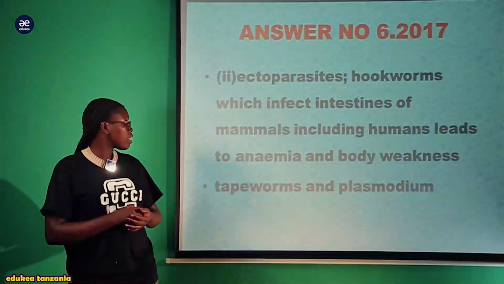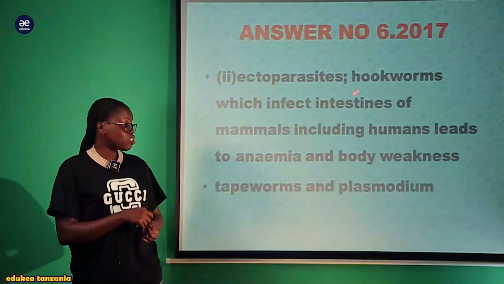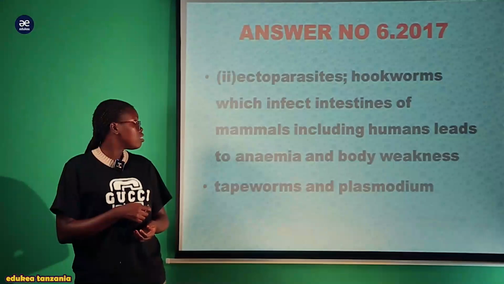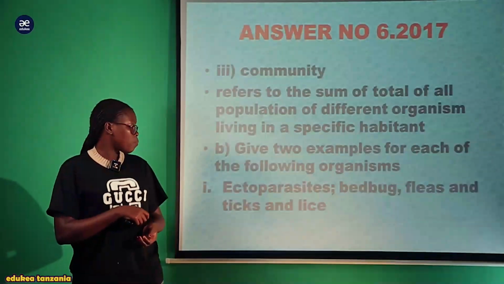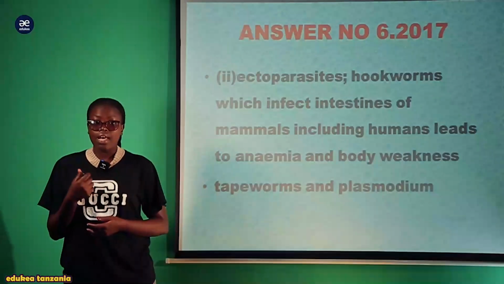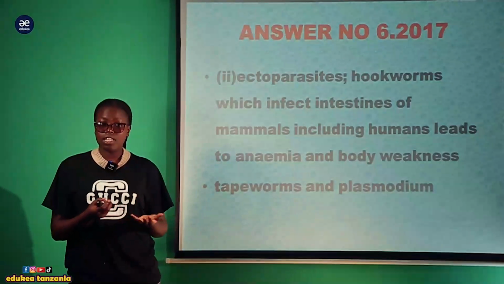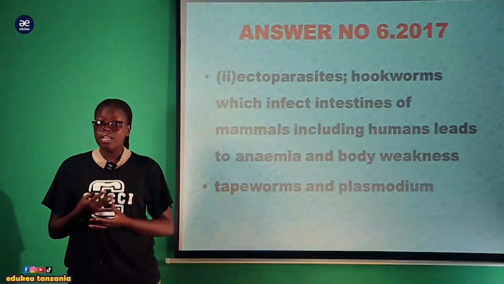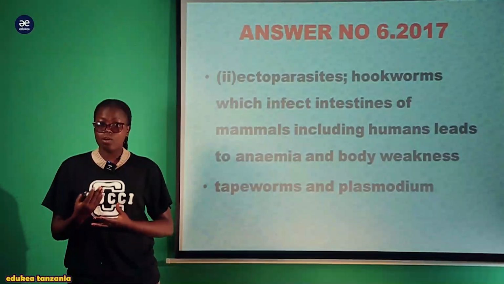Na kingine ni ectoparasite. Second one hapa ni endoparasite. This is endoparasite. And the endoparasite, these are the parasites that tend to be found within, they tend to inhabit inside the host cell.